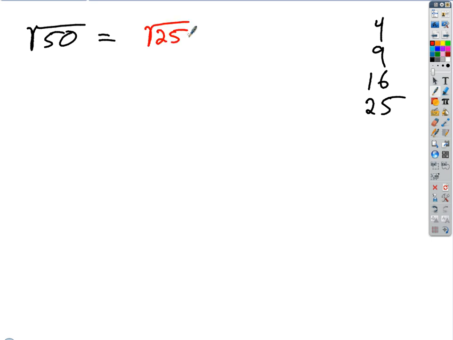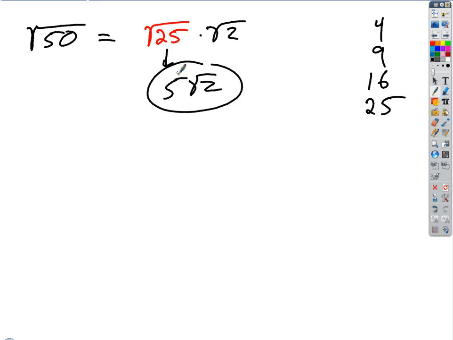And when you're doing these, always put the one that works out nicely, the perfect square, or the perfect cube if you're doing cube roots, first, because that's going to end up being outside. So we get 25 times what is 50? 2. So we split it into 2 separate radicals. 5 square root of 2, we're done, right?